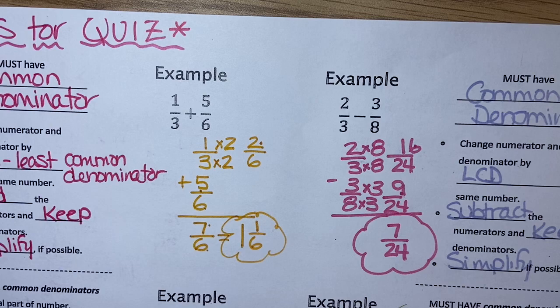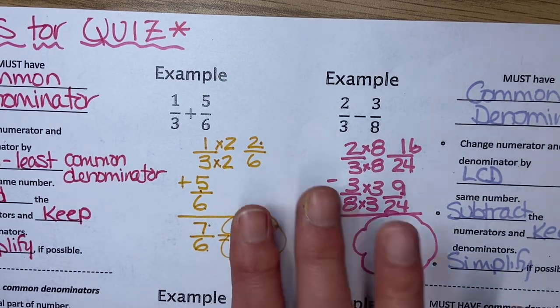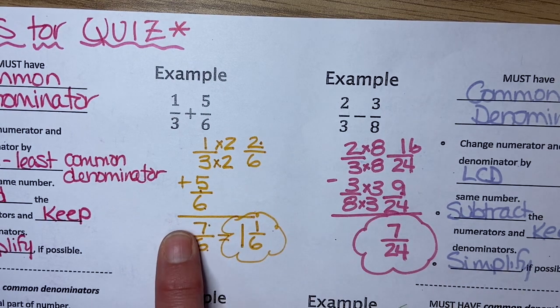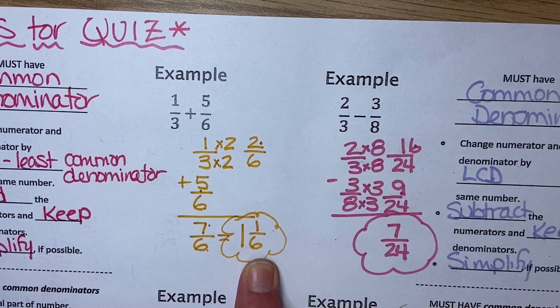Now I have the same denominator and I can add them. I would do 2/6 plus 5/6 is 7/6. And then that's improper. Remember that you can't leave an answer that way. So I have to say 6 goes into 7 one time and I have 1 out of 6 left over.